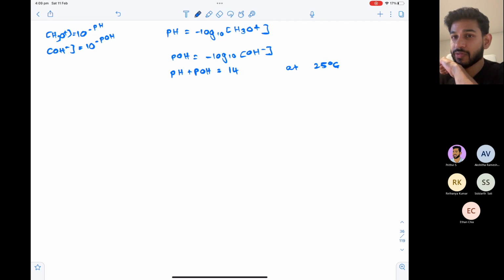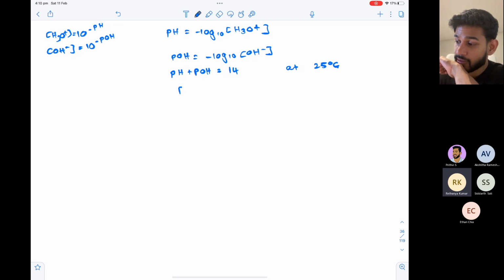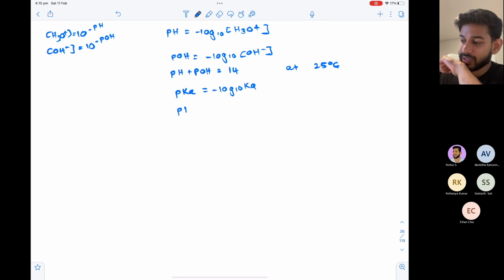But coming down to the rest of the equations, what other formulae do you know? Could be pKa, pKb formula as well. Was it pKa plus pKb is equal to 14? Yeah. All right. We'll start with the simpler ones. pK in terms of Ka, right? The pKa is negative log 10 Ka, pKb is negative log 10 Kb, right?